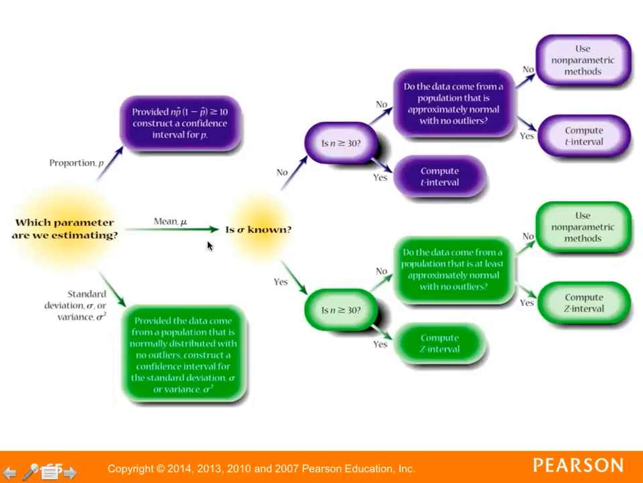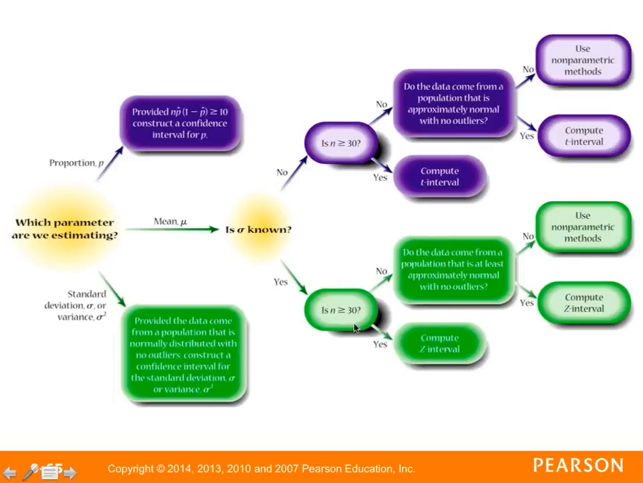Now, if you're trying to estimate the population mean, mu, then it depends on if sigma is known or not. Typically, no, sigma is not known. Now, if n is at least 30, then we compute a t-interval, which is what we just did. If n is not greater than or equal to 30, then if the data comes from a normal population without any outliers, we can still compute a t-interval. But if it doesn't, then we would have to use non-parametric methods, which is outside the scope of this class.